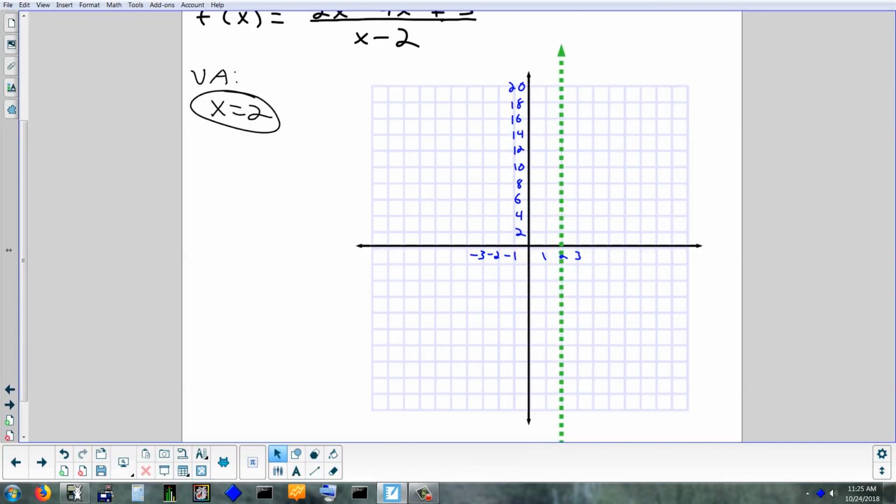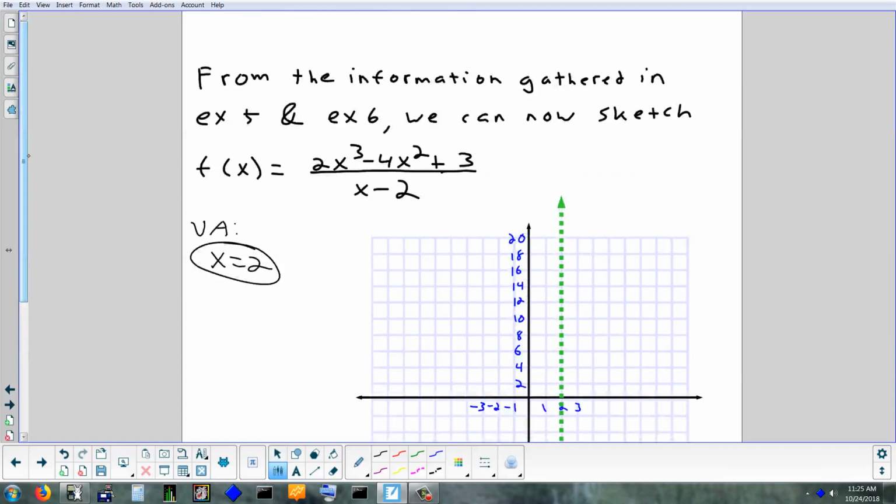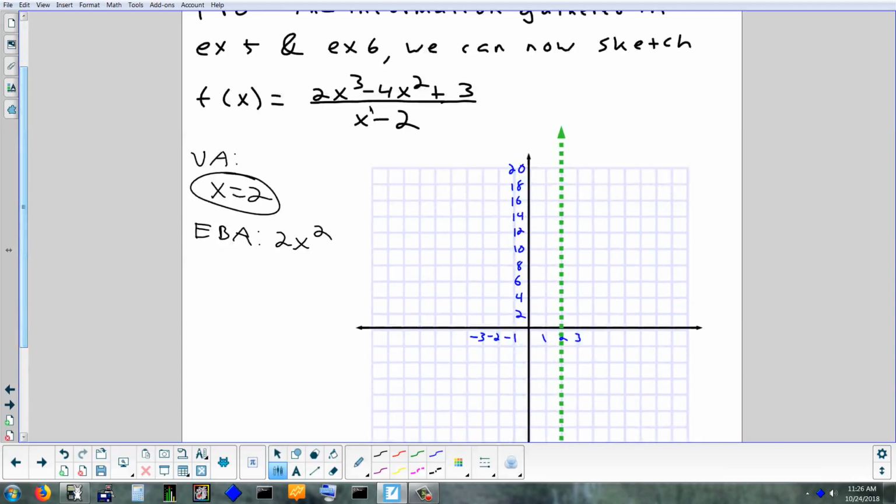Now, the next thing we would want to do is say, okay, the degree in the top is bigger than the degree in the bottom, 3 versus 1. Do long division and get the end behavior asymptote. We already did that. So the end behavior asymptote is 2x squared. Now I want to draw 2x squared as an asymptote. The way I'm going to do it is just plot some points. If x is 0, think of it this way, if x is 0, what would y be?